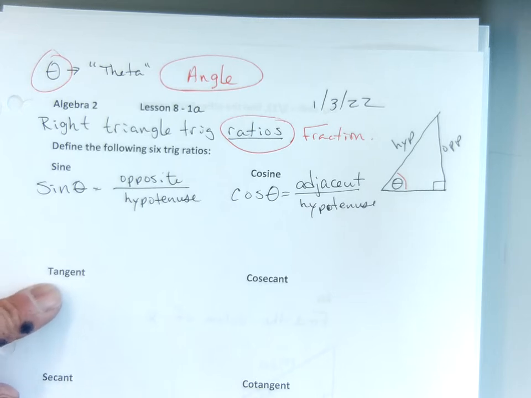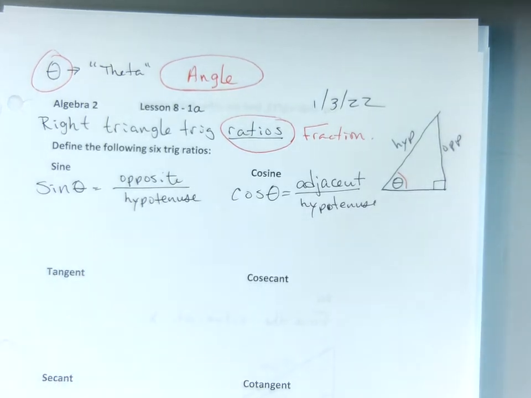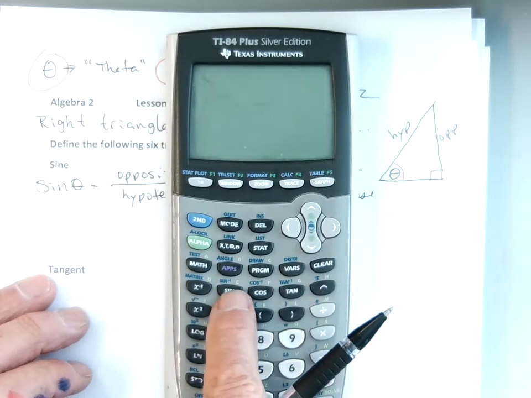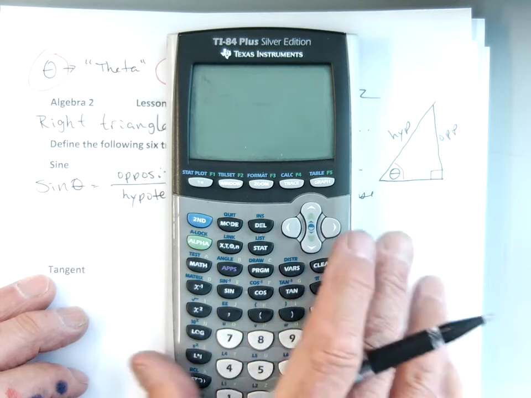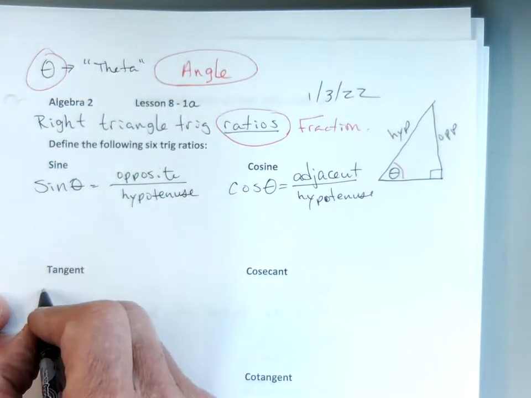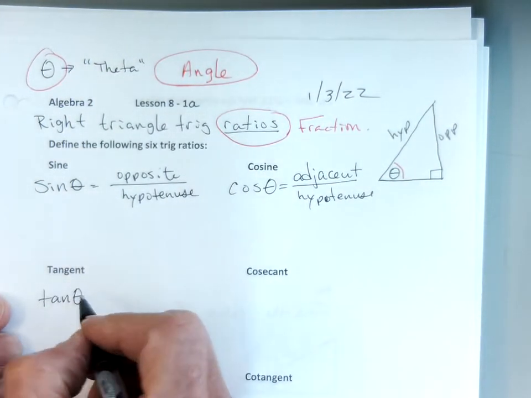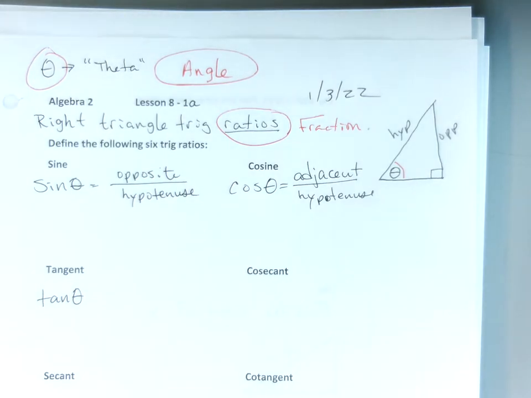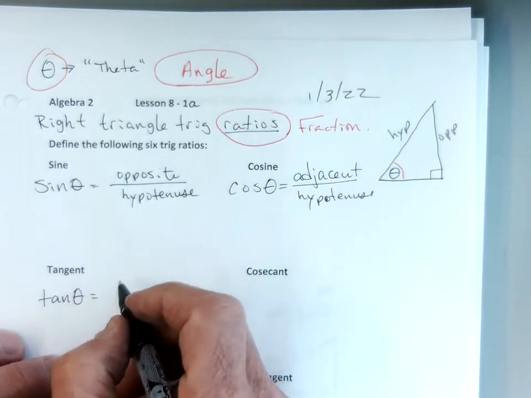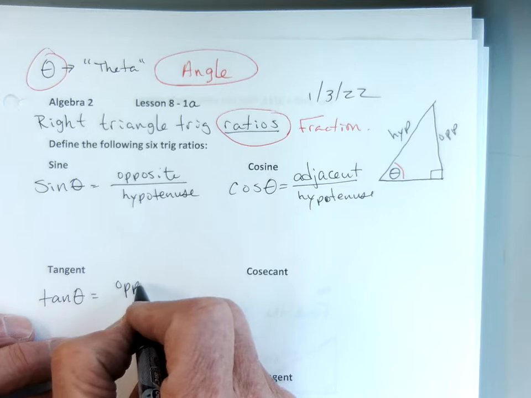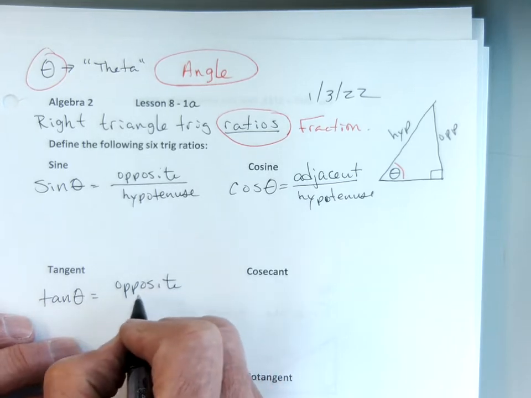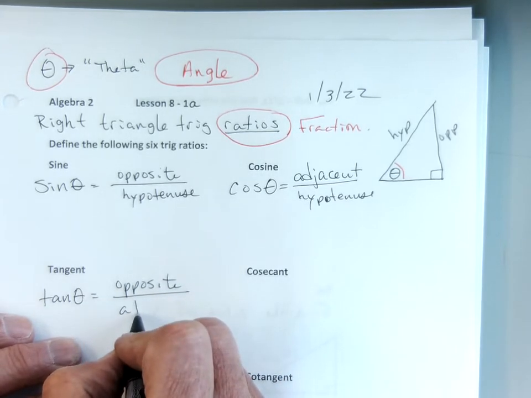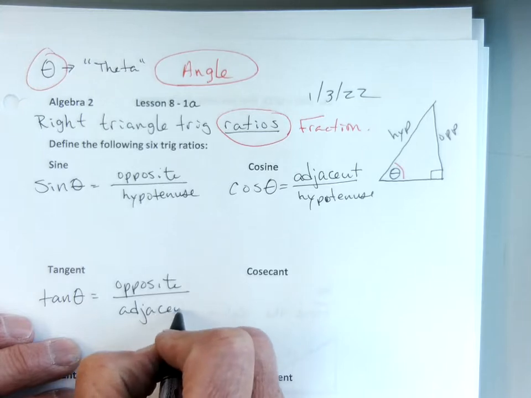Tangent. God bless you. In your calculator, when you look at your calculator, you can see your sine, your cosine, your tangent. Tangent is abbreviated as tan of theta, but it means tangent. It's the abbreviation. It's equal to the opposite side over the adjacent side. Okay?